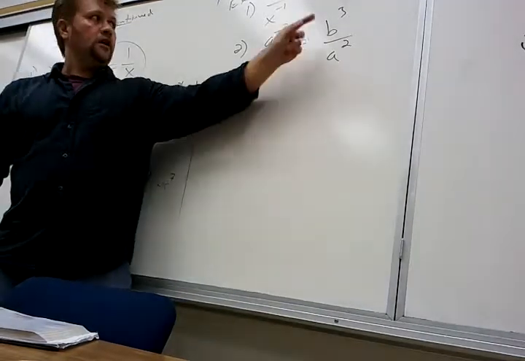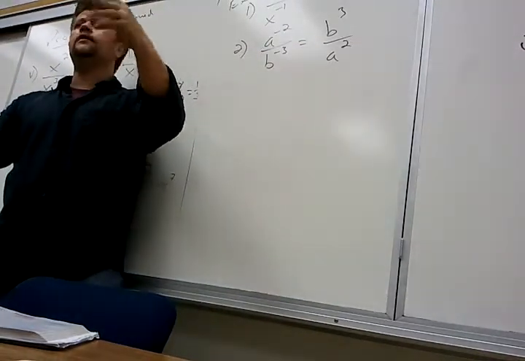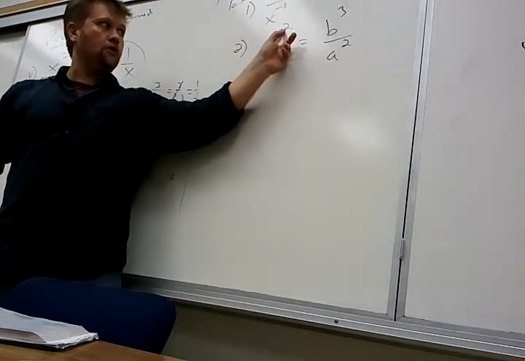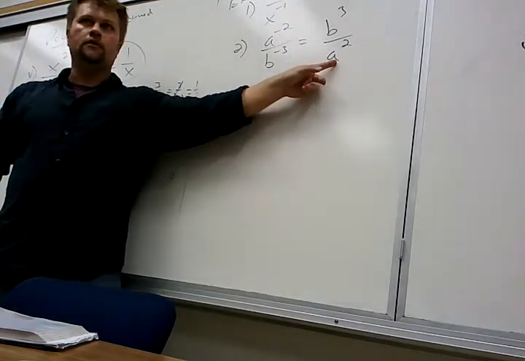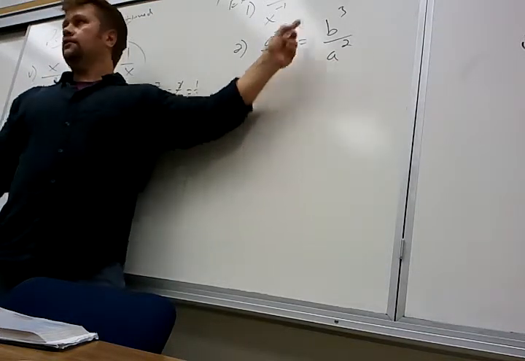Be careful. Nothing in math changes. This is new. A negative power means flip, not a negative number. A negative number is a negative number. It just sits there. A negative power tells me to flip it. So those two A's didn't like it up there, they went down. Those three B's didn't like it down there, so they went up.